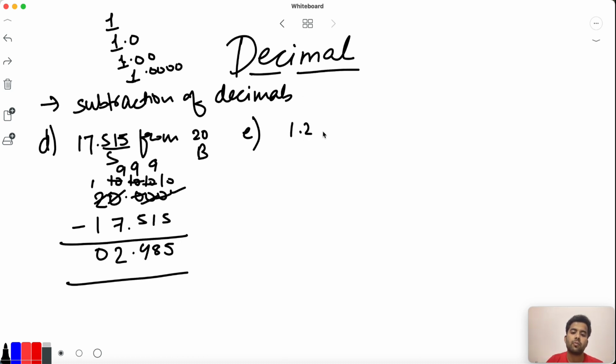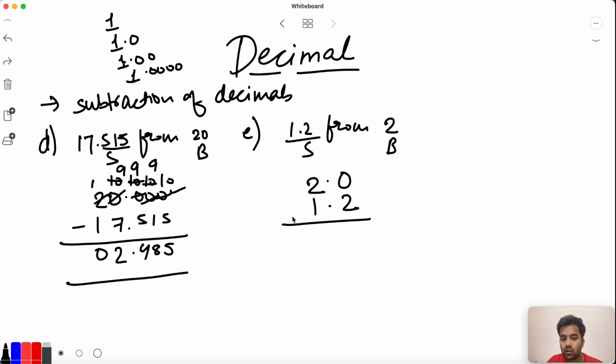Now assume we have 1.2 from 2, only 2, a simple one. What I told, this is bigger, this is smaller, so take 2. Check this one, the first number has only one digit after the decimal, so put the decimal and take only one 0. Now below the decimal put 2 and 1. Got it? Now here to here, 10 minus 2 will be 8. Decimal, this is 1 minus 1 is 0. That's all. I believe you got the pattern now.